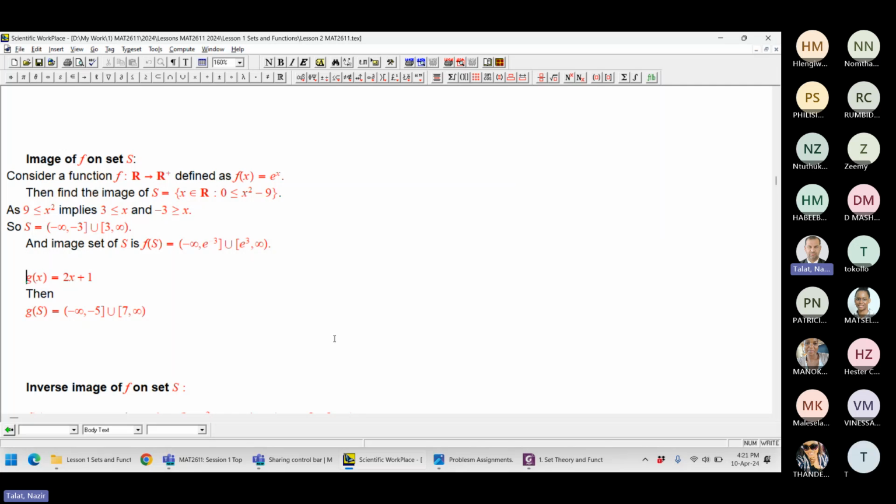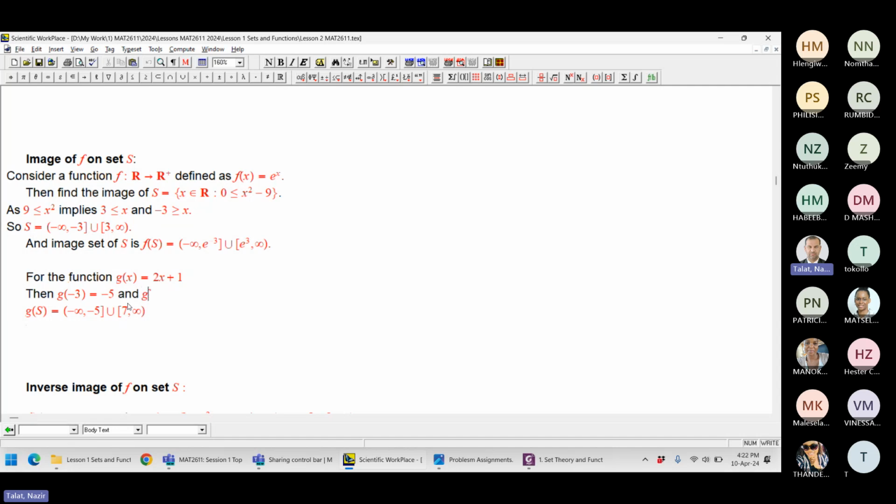And similarly, for the function g(x) equal to 2x plus 1, we need to see what the value of the function g is at minus 3. If we put minus 3 over here, then the value is minus 6 plus 1, so it becomes minus 5.